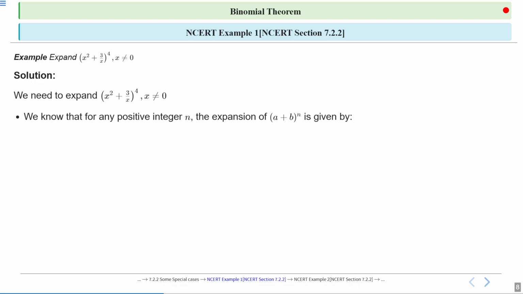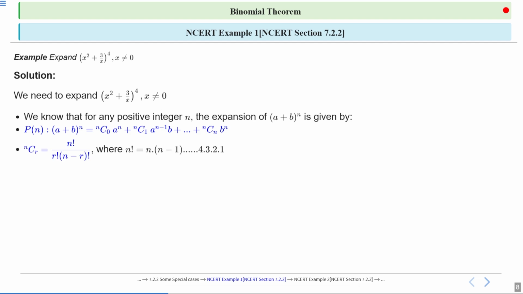We know that for any positive integer n, the expansion of (a + b)^n is given by (a + b)^n = nC0 a^n + nC1 a^(n-1) b + ... + nCn b^n. The binomial coefficient in the expansion is nCr, and nCr is calculated using the formula n! / (r! (n - r)!), where n! is the product of all positive integers up to n.